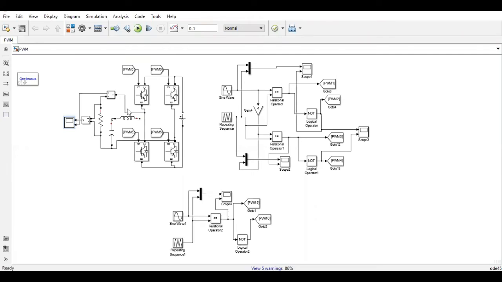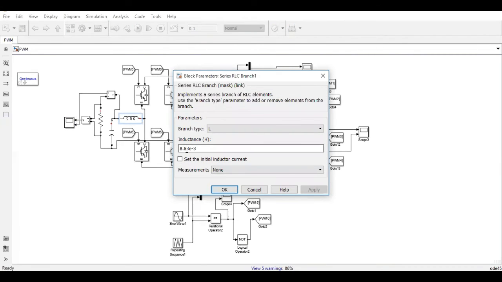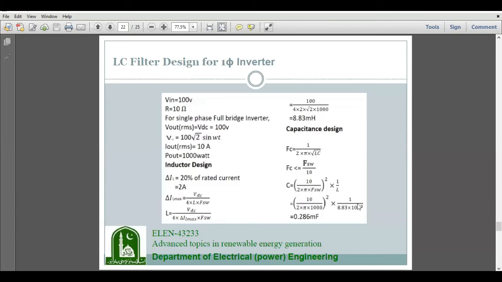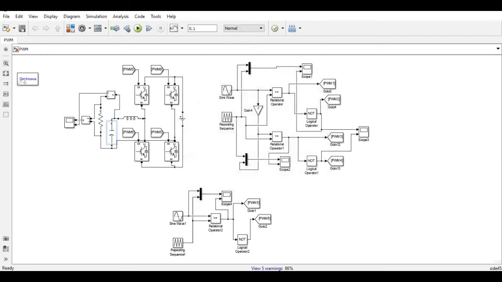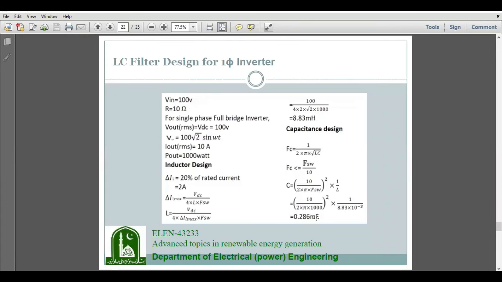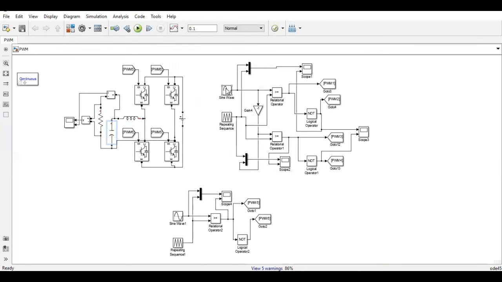Now if I want to do the filtration, I have to connect this LC filter in parallel with the load. This is how I can connect this LC filter with the circuit. Now check the values of this filter inductance. This is 8.83 millihenry, which is calculated by this filter design method. Similarly, we can check the value of this capacitance, 286 microfarads or 0.286 millifarads.